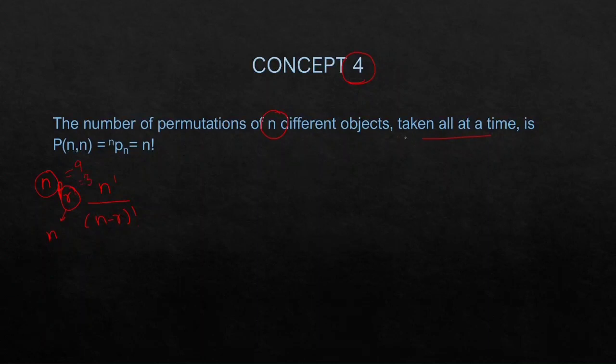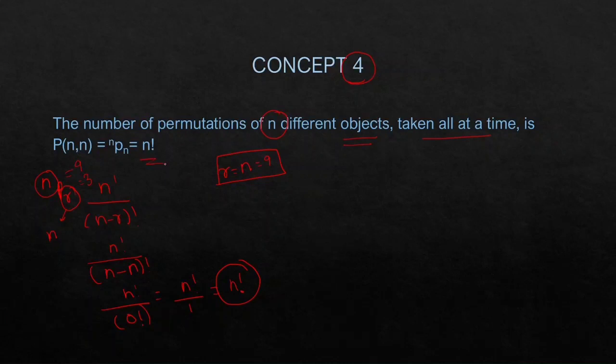But here what we are saying is that all the objects, or in this case digits, taken all at a time. So r will be equal to n will be equal to 9. If we take example of the digits from 1 to 9. So what we'll do is we'll replace r with n because we are taking all the objects that are given to us at one time. So it will again be 0 factorial, and 0 factorial, as we all know, is equal to 1. So it will be n factorial. Hence this formula.